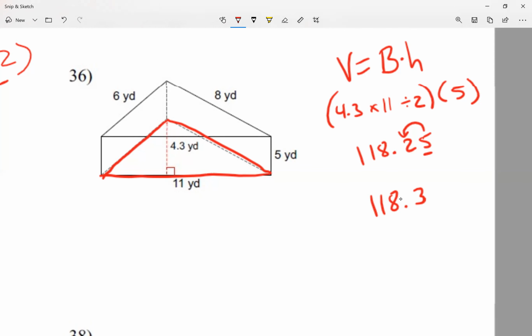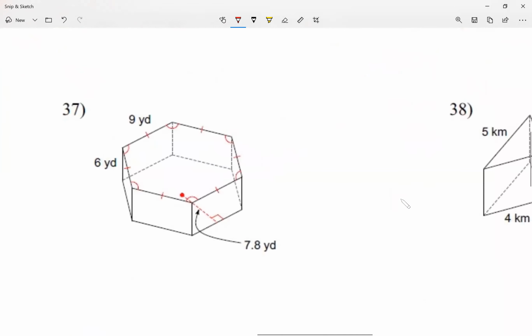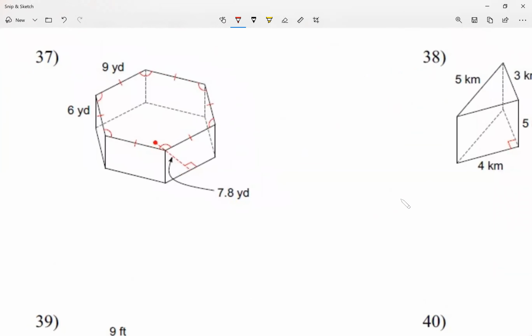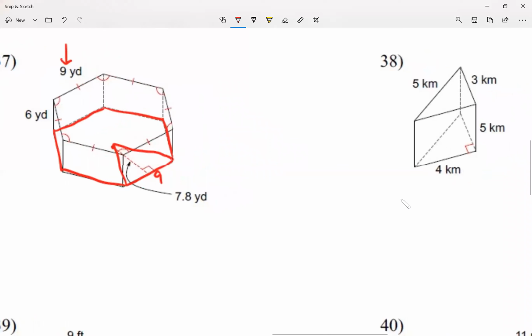Okay, now let's take a look at question number 37. That's where I'm going to stop today. Looking at number 37, the base is a hexagon. Let me highlight it. Hexagon means 6 sides. In here, I'm looking for a triangle, and I know each measurement outside is 9. I got that from here. If I was just looking at that little triangle, I'm going to go 9 times 7.8 divided by 2. But in this case, let me multiply that triangle times 6 because my polygon has 6 sides.